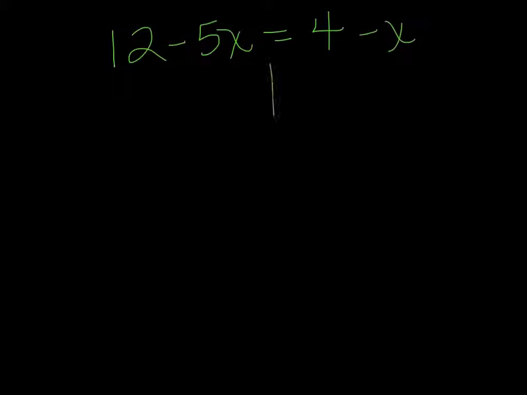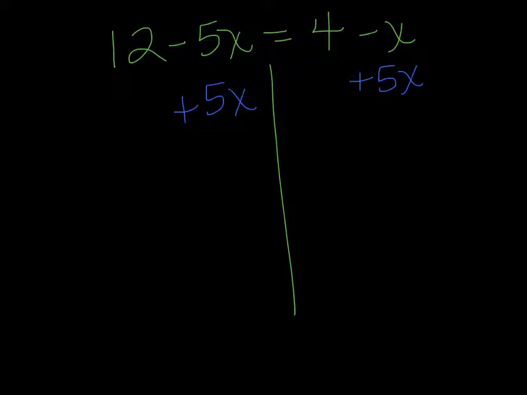Let's try another one. 12 minus 5x is equal to 4 minus x. This time we put the variables on the left. Let's go ahead and bring the variables to the right. We are going to add 5x to both sides. The 5x's cancel out. I'm left with 12 equals 4, and -x plus 5x, and again that -x is -1x, plus 5x is equal to a positive 4x.